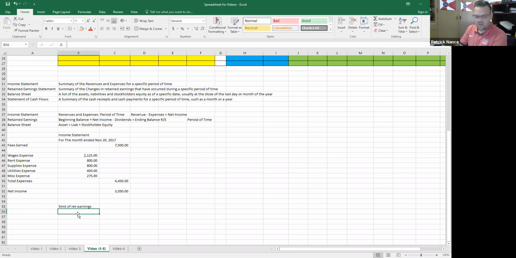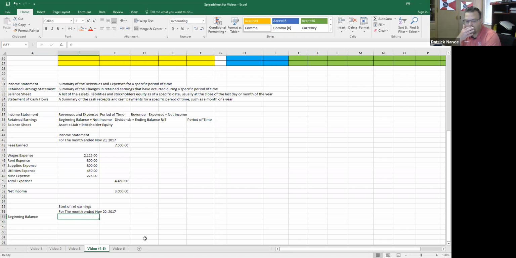Again, it's for the month ended because it's for a period of time. Now I need my beginning balance. Well, this company was brand new, so my beginning balance is 0. Just for future reference, if you have a company that is not brand new, the beginning balance would be the ending balance from whatever the prior time frame was. So if this is a month ended November, I would use the ending balance from October as my beginning balance for November. But since this is a brand new company, it has to start off with 0. So that's why that's 0.